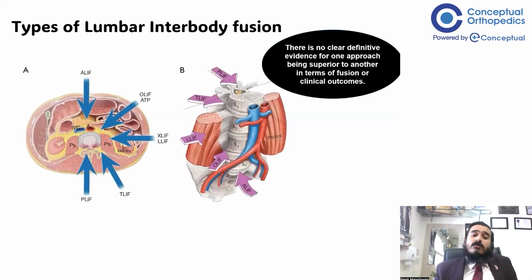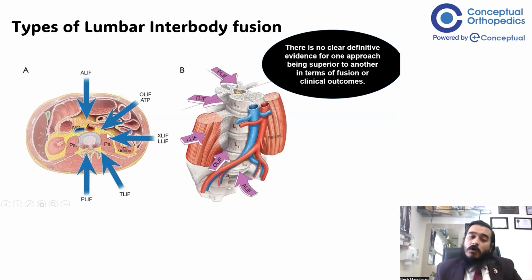Now, as I told you, it depends on from where you approach the spine. If you're approaching bang on anteriorly, that is A-lift. If you're approaching anterior to the psoas, that is going to be O-lift. Through the psoas is X-lift. Posteriorly, there are P-lift and T-lift. If you're going through the foramen, that is T-lift. Bang on posterior is P-lift.